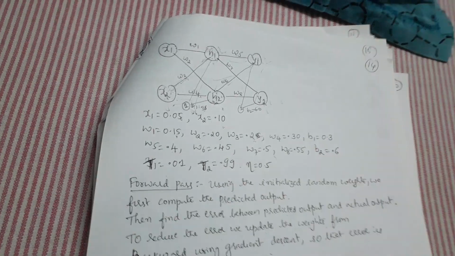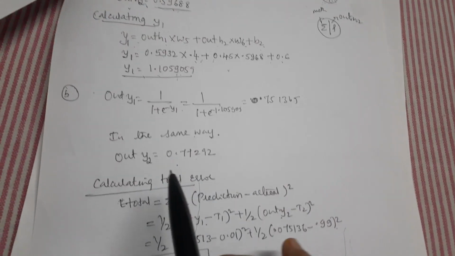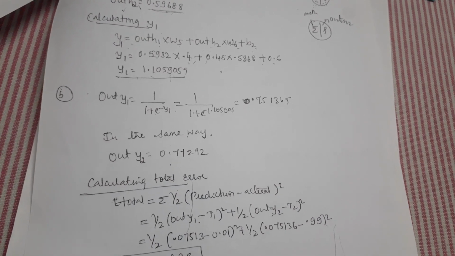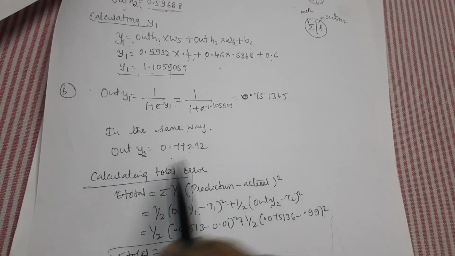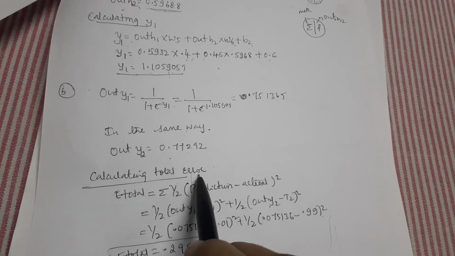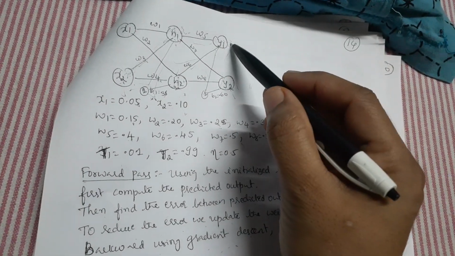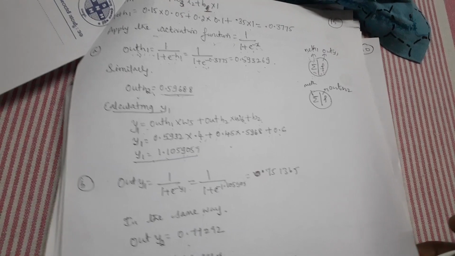Similarly, you have to calculate the Y2 value. Now, calculate the total error. So total error is nothing but this one. So Y1 and Y2. What is the total error? What we have got.